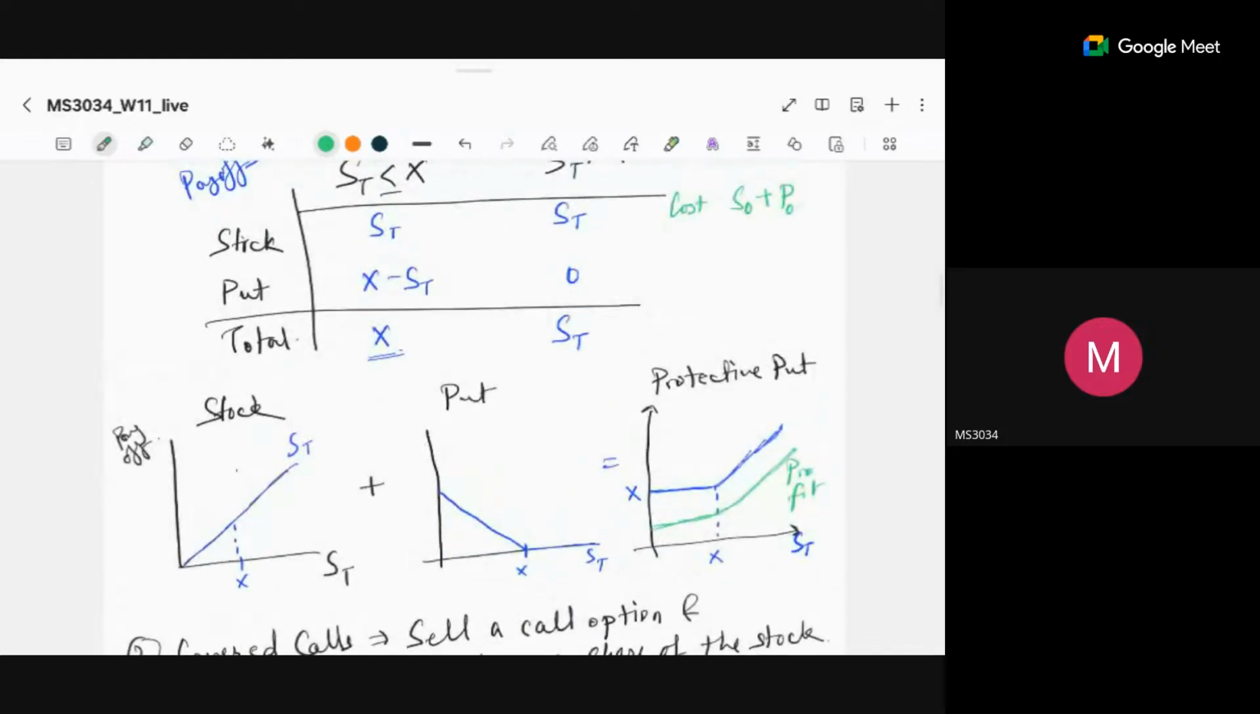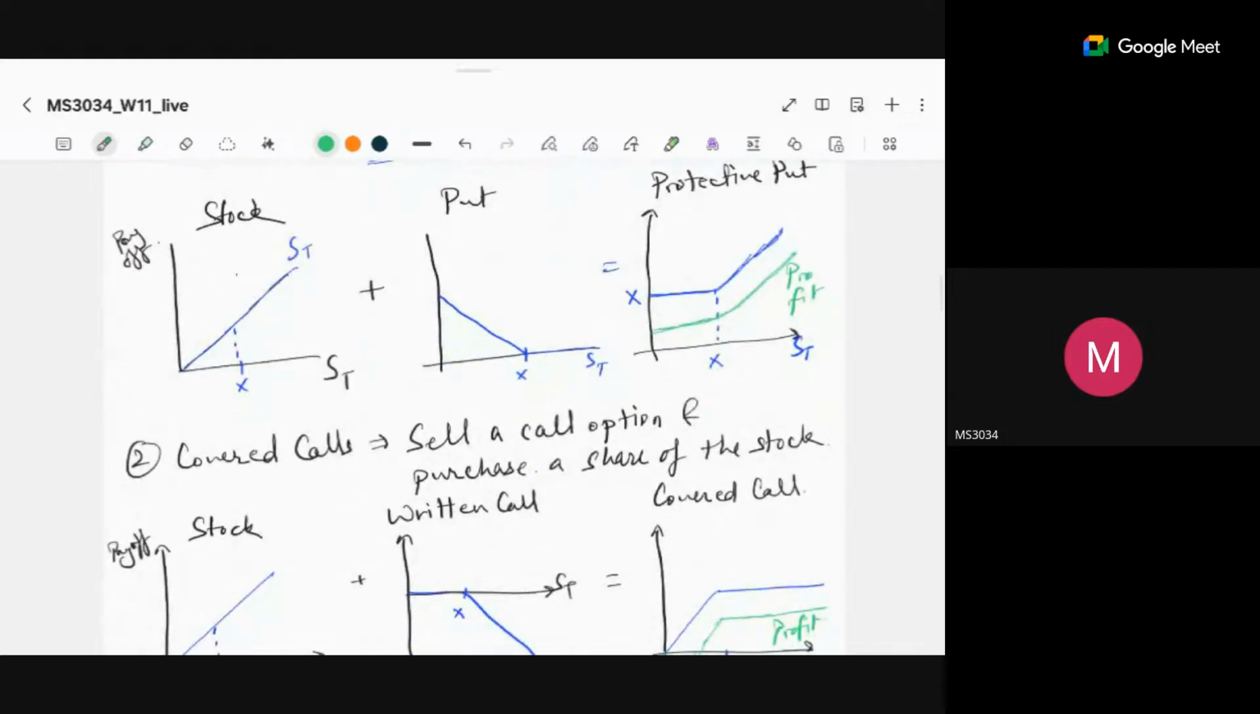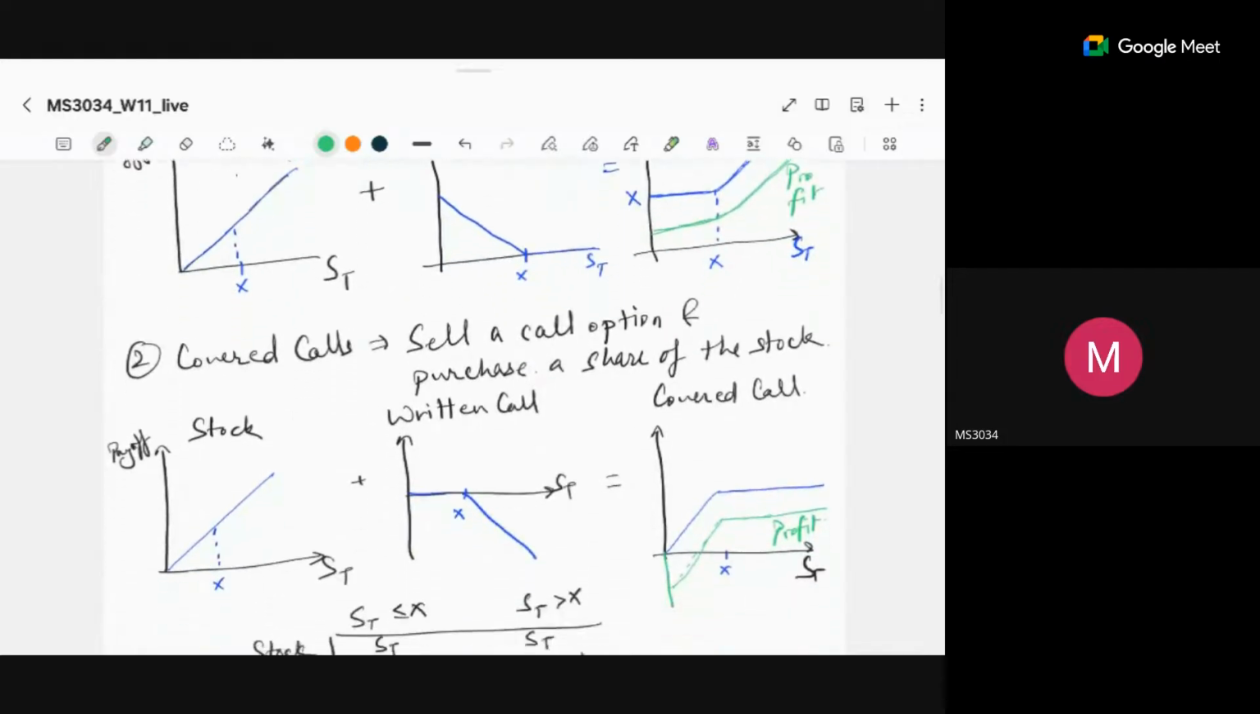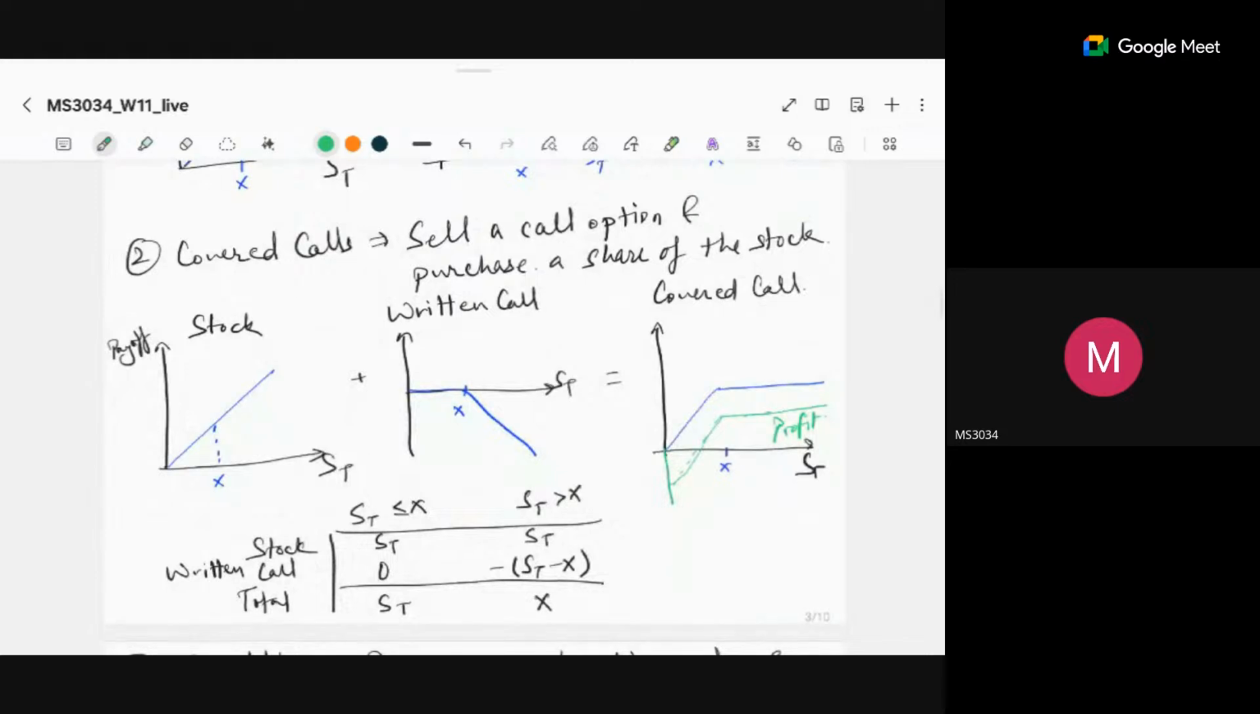Okay, another strategy which we studied, which we also can use for hedging our long position on a stock, is called the covered call. So in the covered call strategy, what we do is you purchase a stock, but instead of buying a call option, in this case you sell a call option. Like in protective put, you buy the put option. Here you sell the call option.